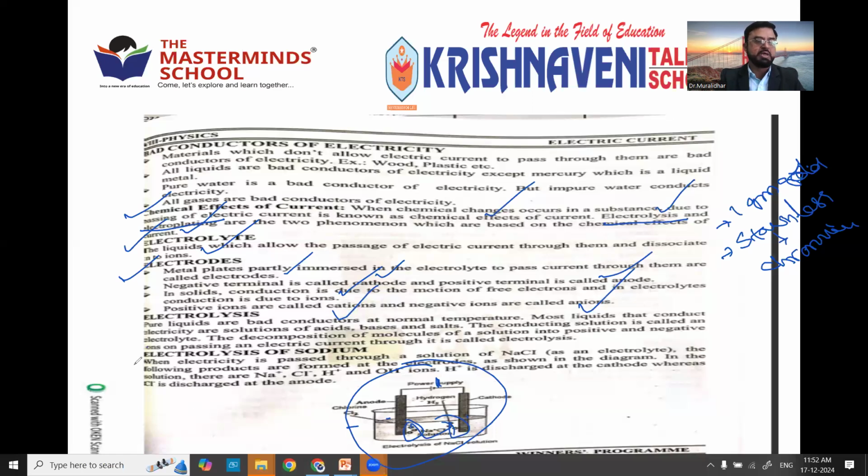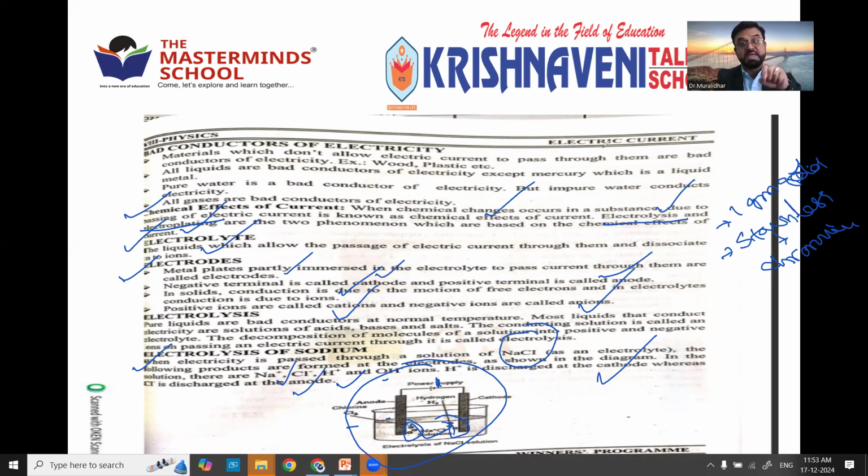Okay? So, electrolysis of sodium chloride. When electricity is passed through a solution of NaCl, common salt, as an electrolyte, the following products are formed at the electrodes. In the solution, there are Na+ and Cl−, H+ and OH− ions. H+ is discharged at the cathode, whereas Cl− is discharged at the anode.